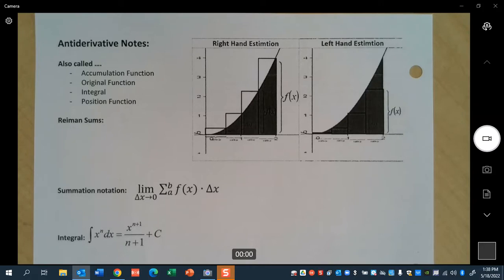But when we talk about this inverse process of finding the derivative, the inverse of the derivative is the integral. We can also call it the antiderivative. We learned about it as the accumulation function, and that is our original function.